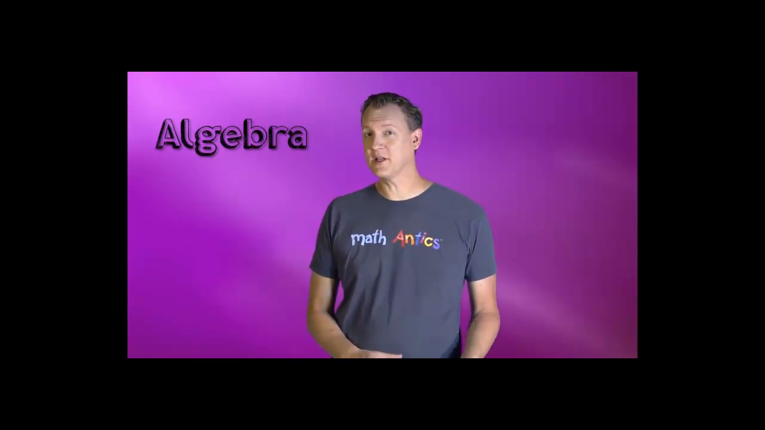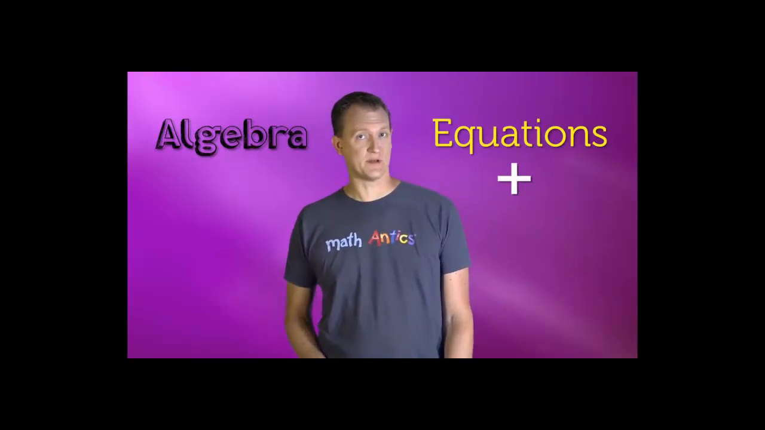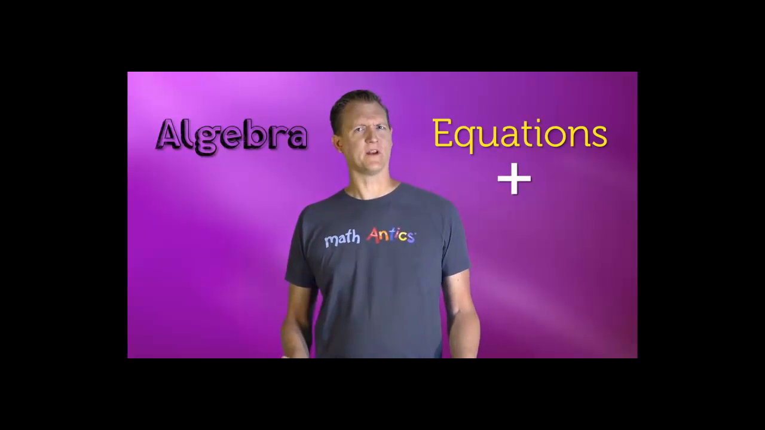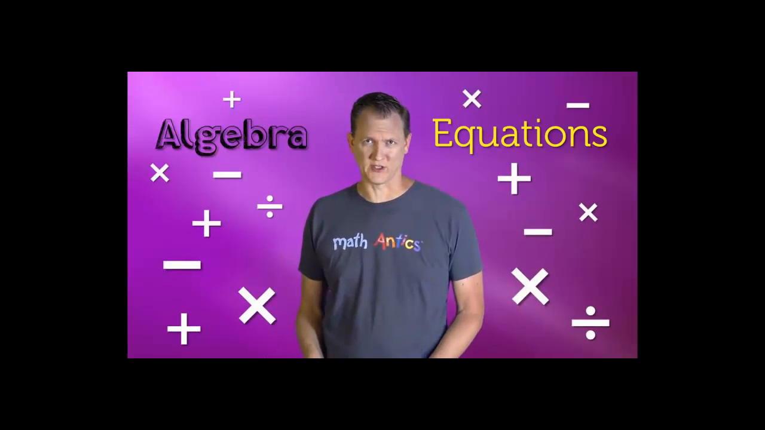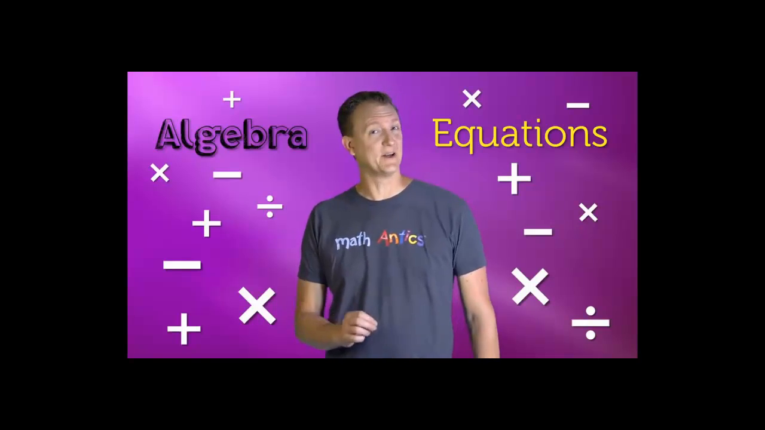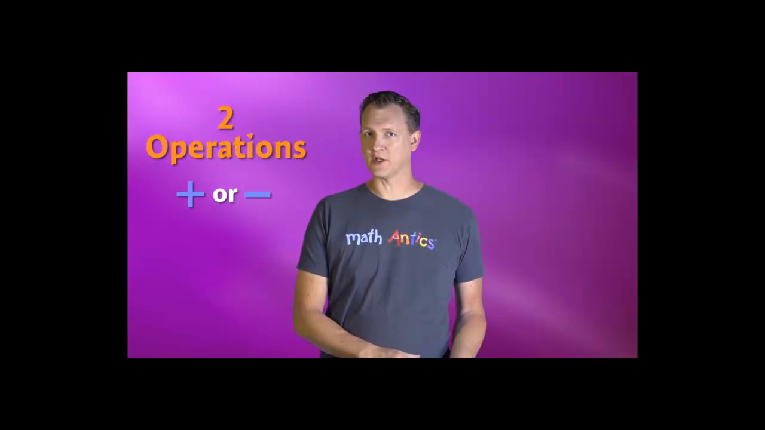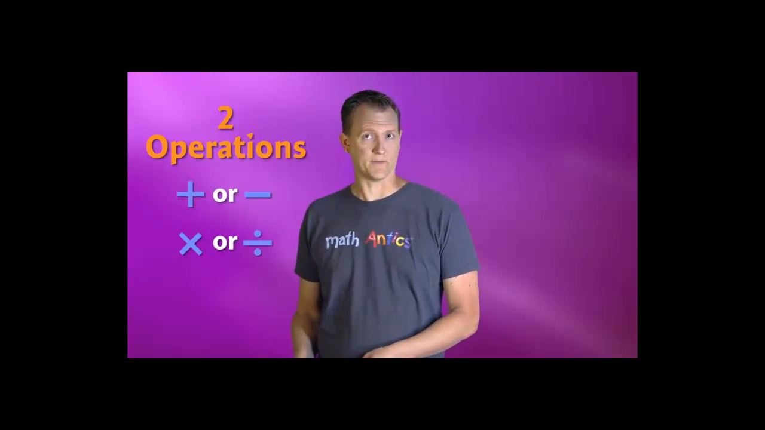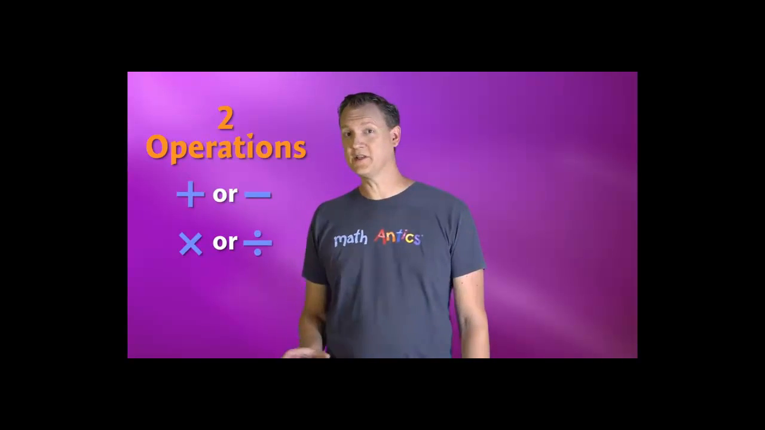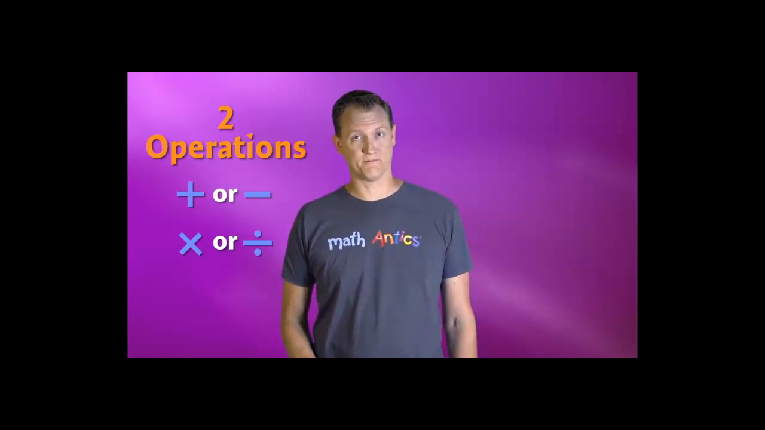In the last two algebra videos, we learned how to solve simple equations that had only one arithmetic operation in them. But often, equations have many different operations, which makes solving them a little more complicated. In this video, we're going to learn how to solve equations that have just two math operations in them, one addition or subtraction and one multiplication or division. And the concepts you learn in this video will help you solve even more complicated equations in the future.